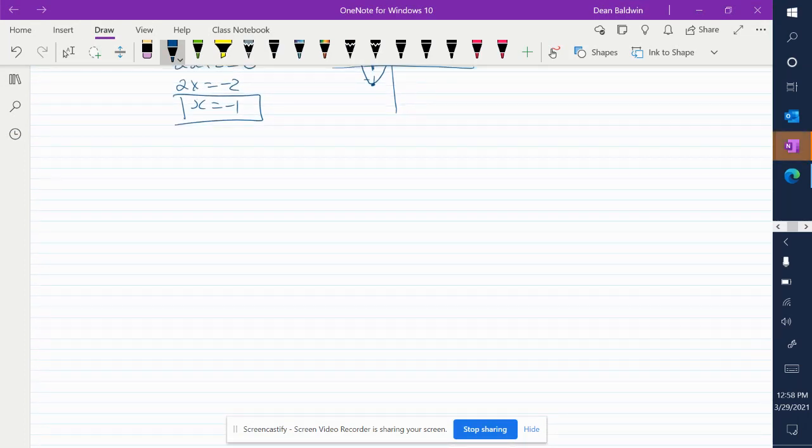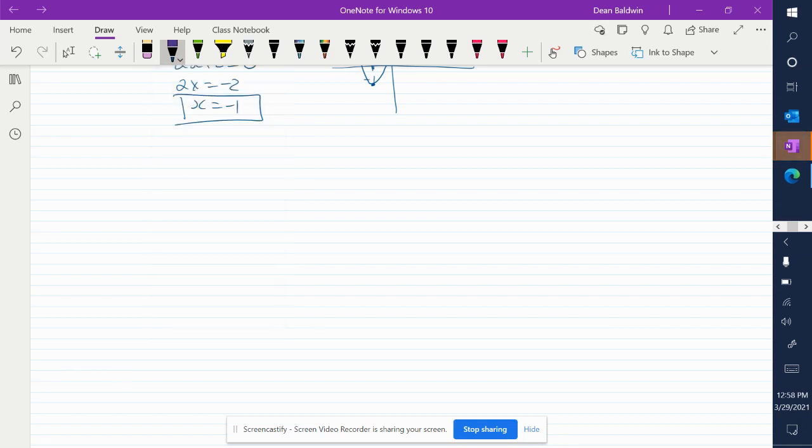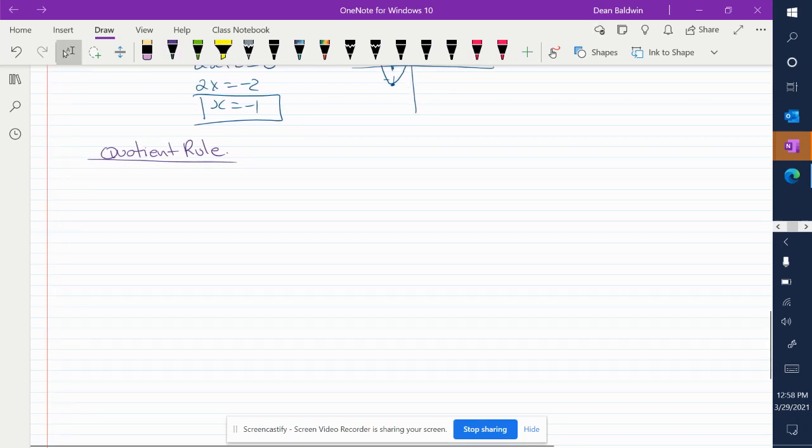Okay, quotient rule. So you need to remember what the quotient rule is. He will not give it to you. You won't get any formulas in this class, basically. Don't forget it.